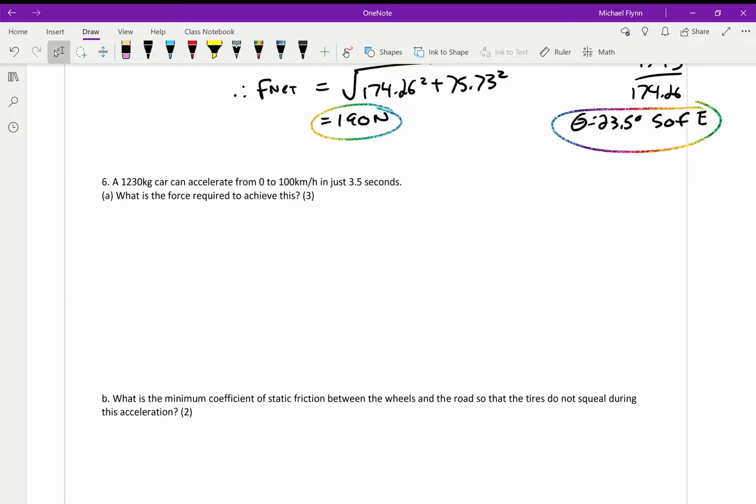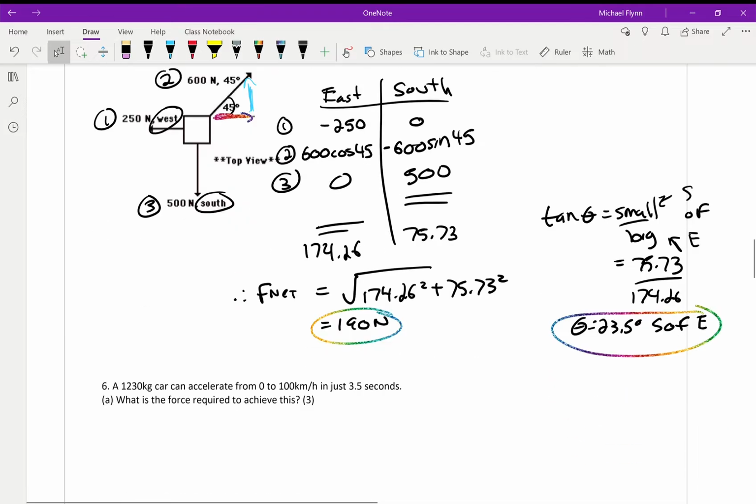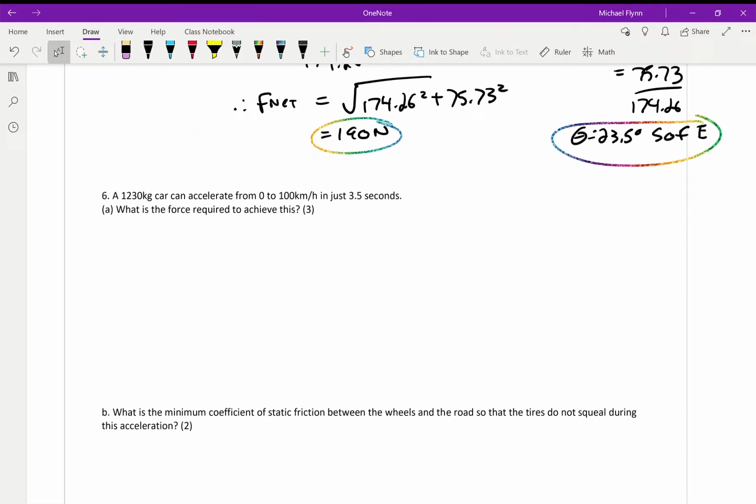All right, moving on. So a car can accelerate from 0 to 100 in just 3.5 seconds. That reminds me of my car.